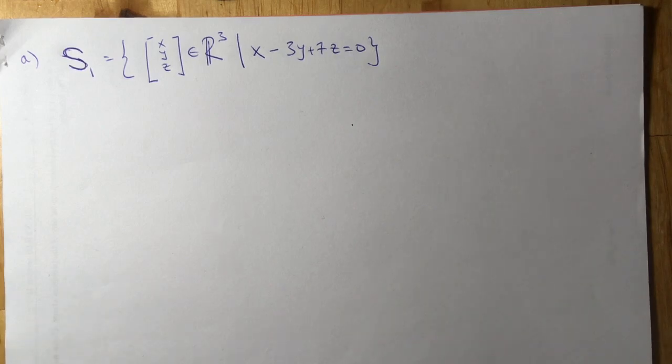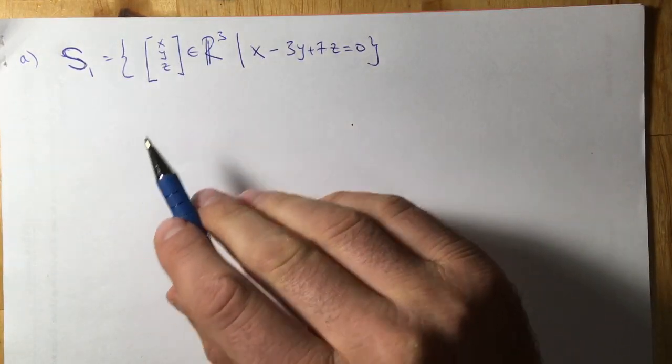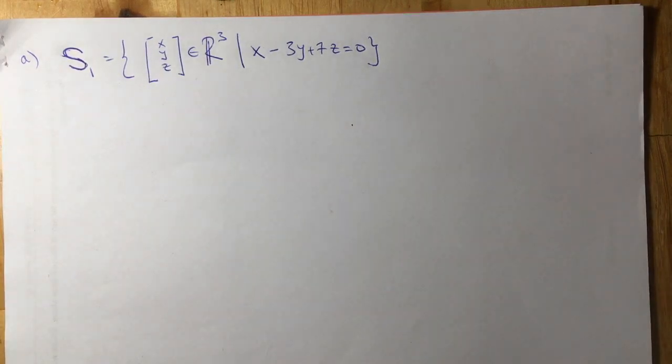In this video, we will answer the questions from the worksheet about subspaces. For the first question, the task is to determine whether the following sets are subspaces of the given vector space. For example, here, whether S1, the set of three-dimensional vectors such that x minus 3y plus 7z is equal to 0, is a subspace. If they are subspaces, find their bases and dimension, and if they are not, then find an example that shows that the set either is not closed under addition or scalar multiplication.